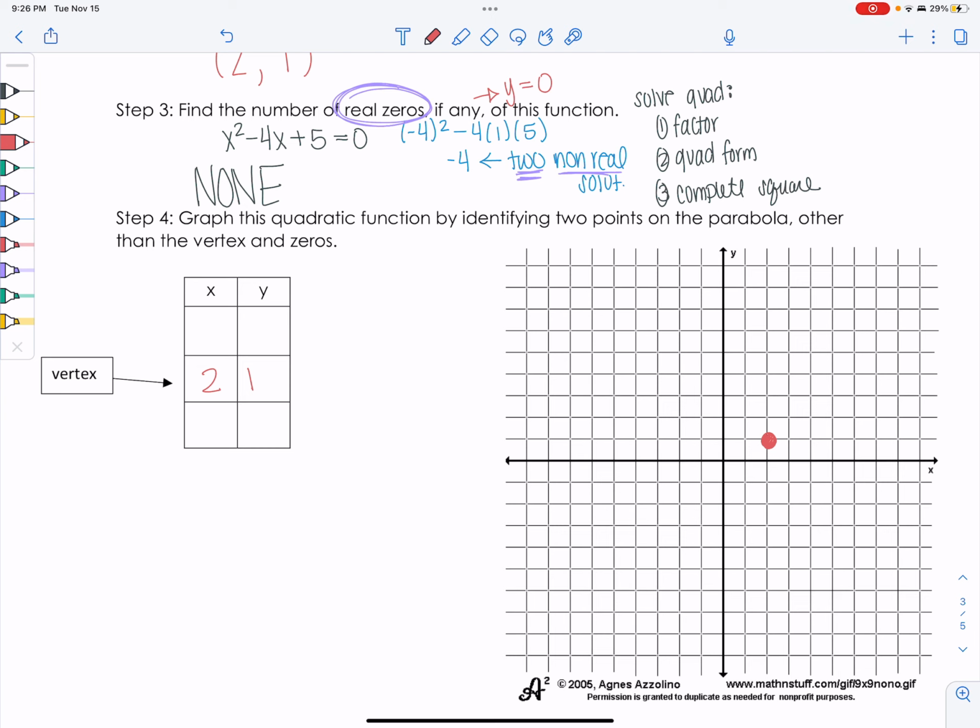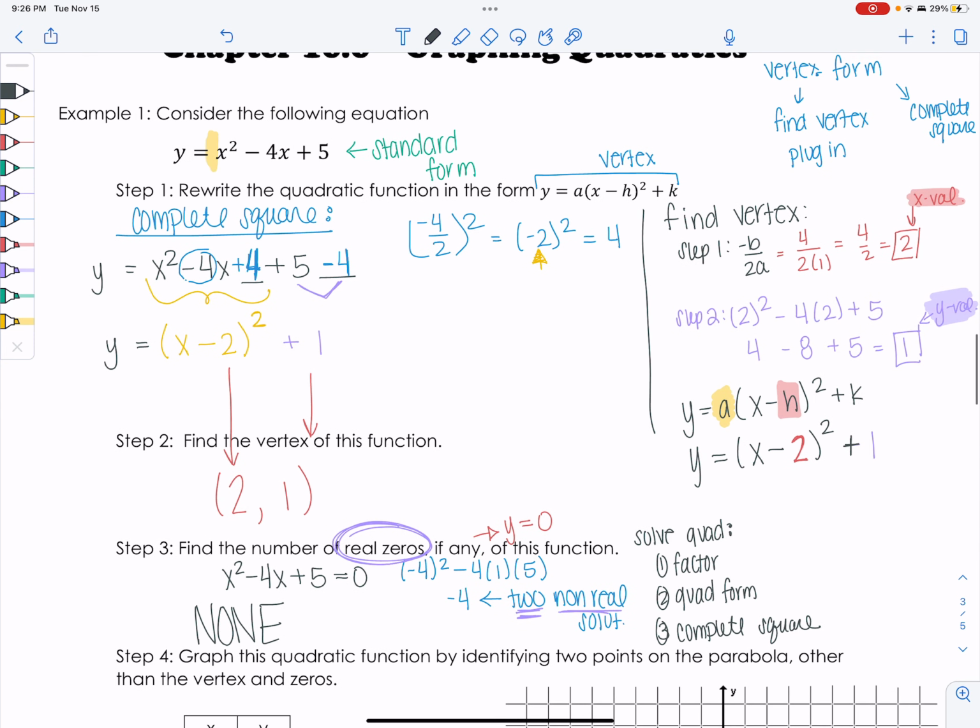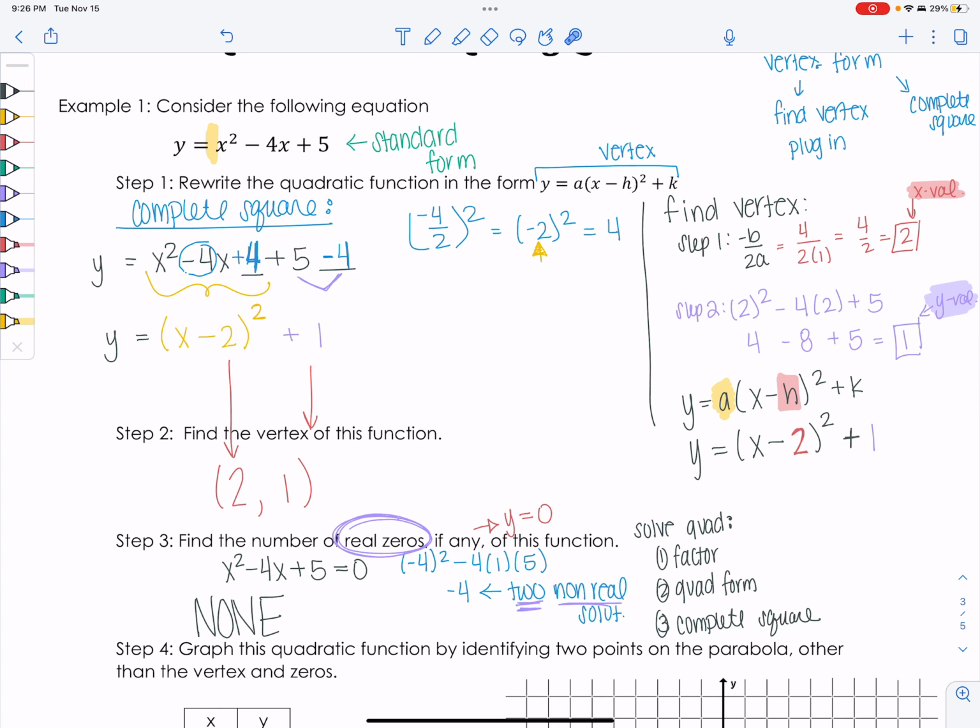Now, what you're going to want is 1 point to the left of the vertex, 1 point to the right of the vertex. The easiest thing to do is just go 1 spot to the left, and that would be 1. And 1 spot to the right, that would be 3. That's going to be the easiest way. You can always do that. To find the y values, I now need to plug it in. I would recommend plugging it into standard form because it's a little bit easier to work with in terms of you can just type in your calculator without all these parentheses. So here's my standard form. Y equals x squared minus 4x plus 5.